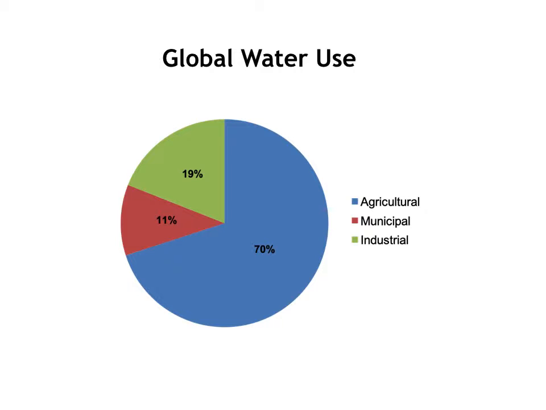70% is used for agriculture, primarily to irrigate crops, 19% used for industry, and 11% for municipal and domestic uses. So the share of water for agricultural uses can be as high as 95% or as low as 0.3%, 95% in Vietnam and 0.3% in Germany.